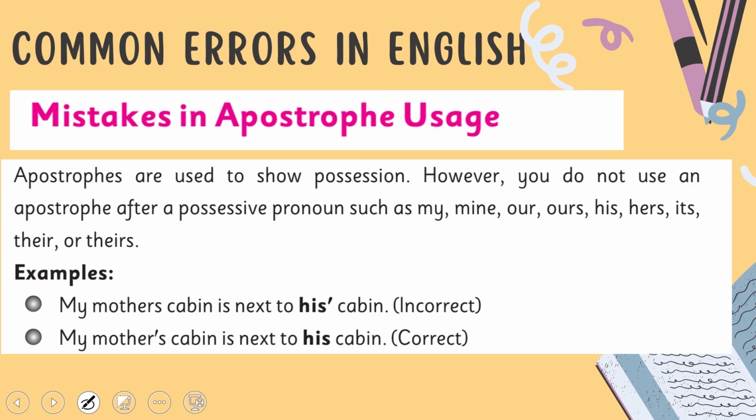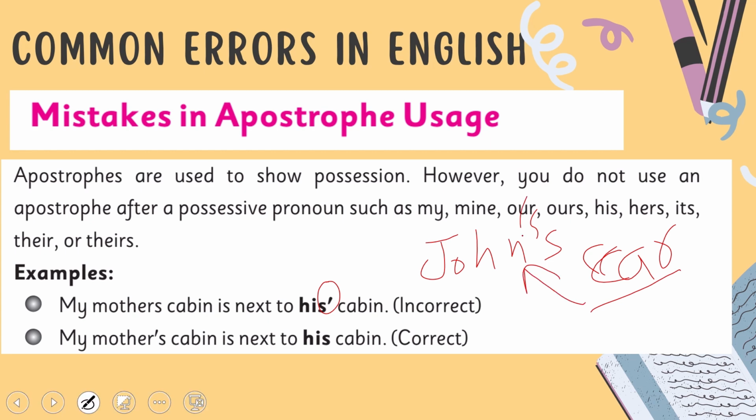Let's look at some mistakes in apostrophe usage. You know what an apostrophe is? It's the little comma, this one. Apostrophes are used to show possession, like John's car. Whose car is this? It is John's car. So this comma over here is called the apostrophe.